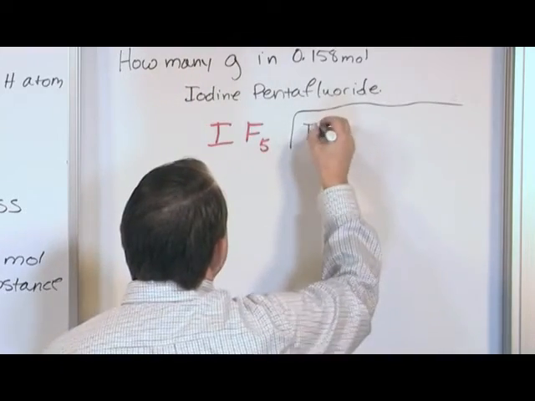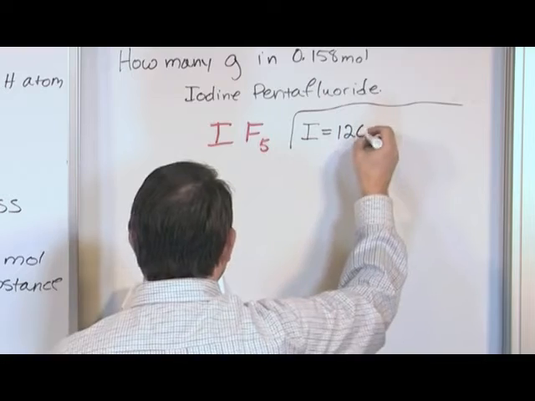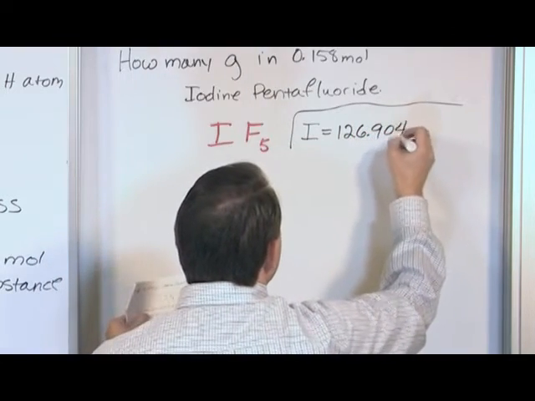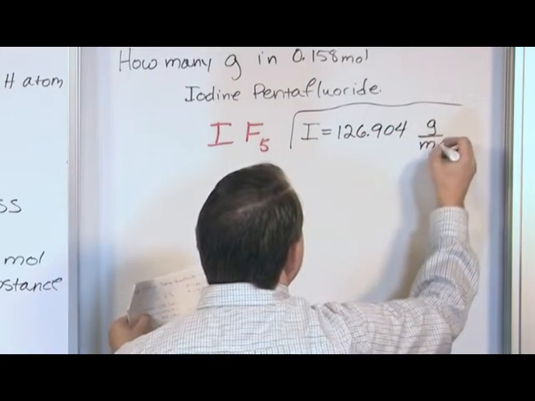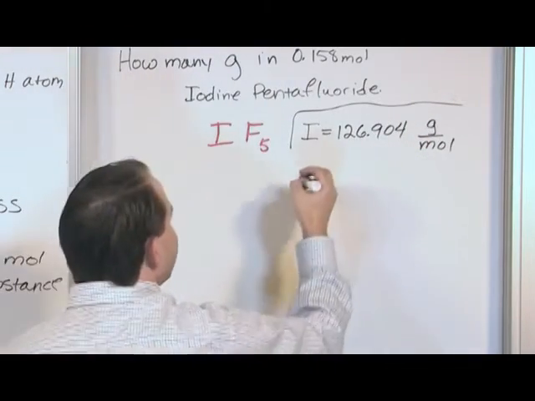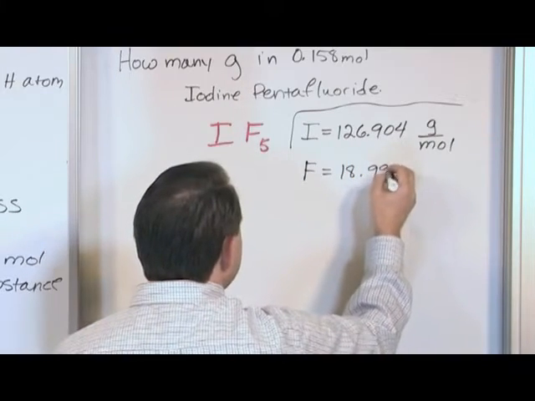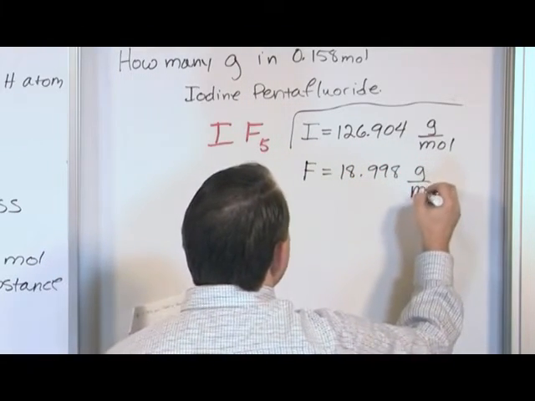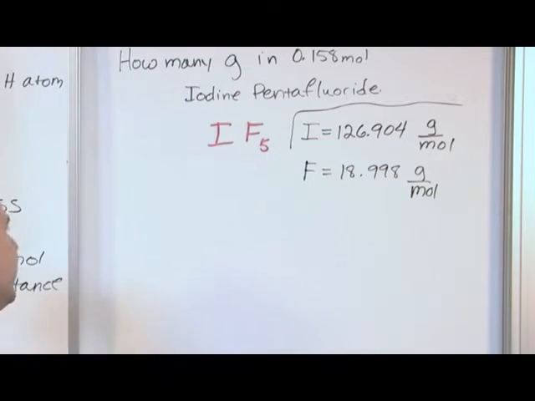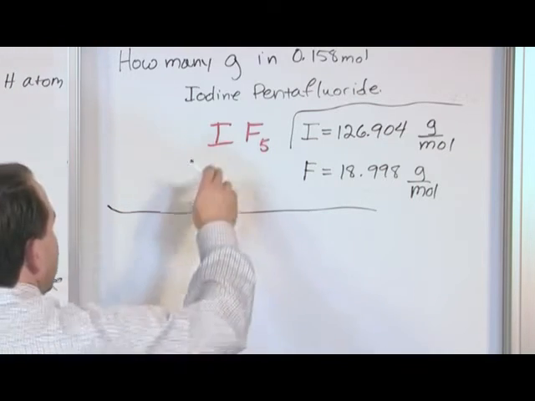So for iodine, when you read it off, it's 126.904, and the unit is grams per mole. So grams per mole of iodine. For fluorine, it's 18.998 grams per mole. So every single mole of fluorine, it's 18.998 grams. So we need to find the molar mass of the whole thing. And so we just add them up.